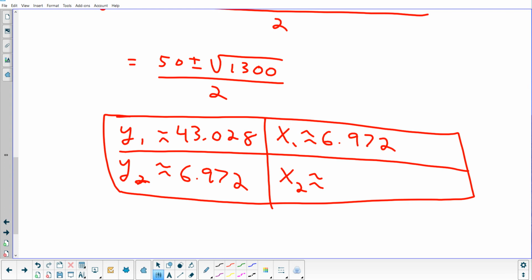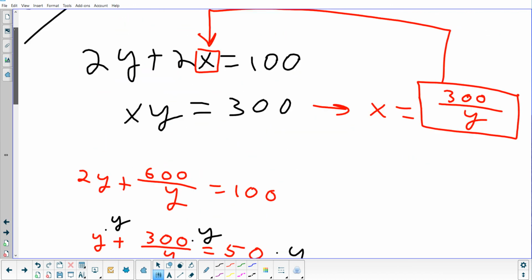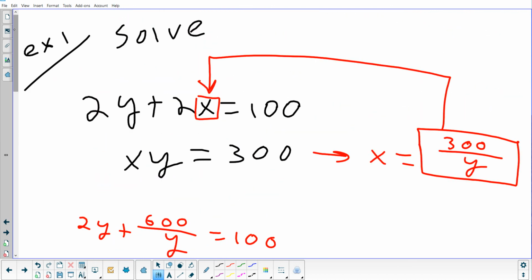Anyone have a guess what x2 is going to be? 43.028. Yeah, we're pretty close to it if we rounded, so it might be 0.029 or something, but it should be about 43.028. Because remember where these numbers came from. This was really the perimeter and area problem. I just changed the variables to x's and y's.